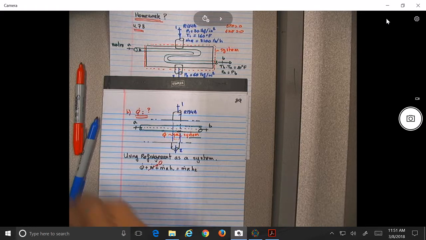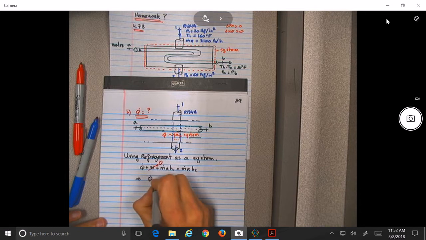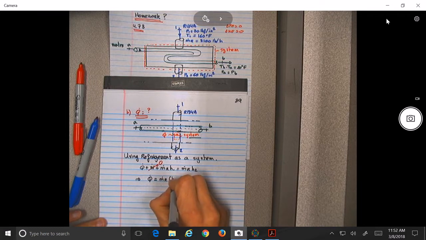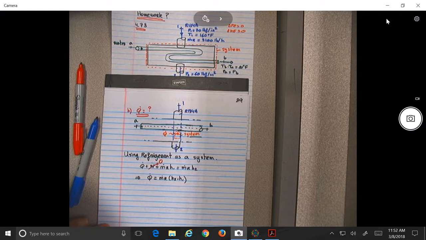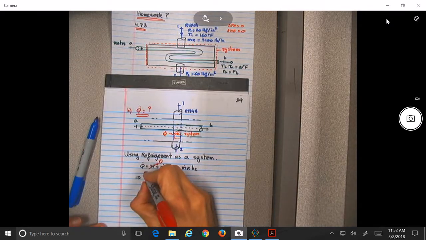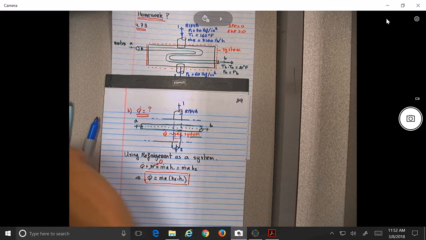Okay? So now, for this problem, what do you have? Q will be equal to what? m_R times (H2 minus H1). So you know m_R, and you can find H2 and H1 from the tables.